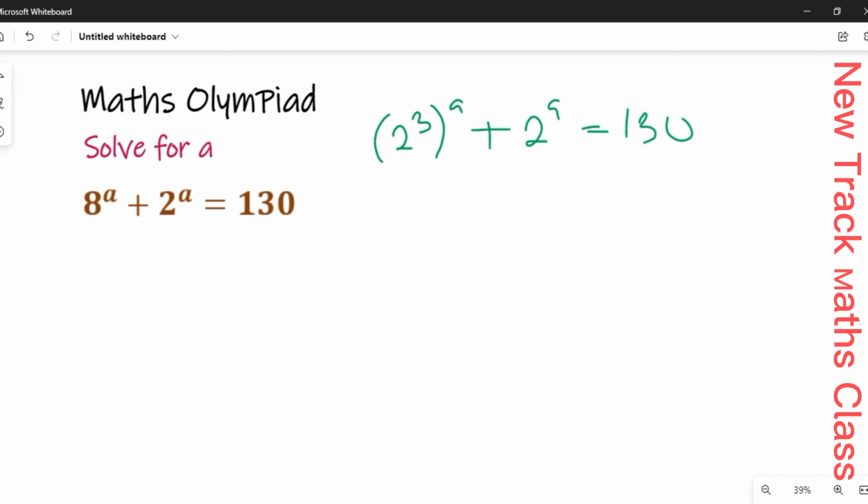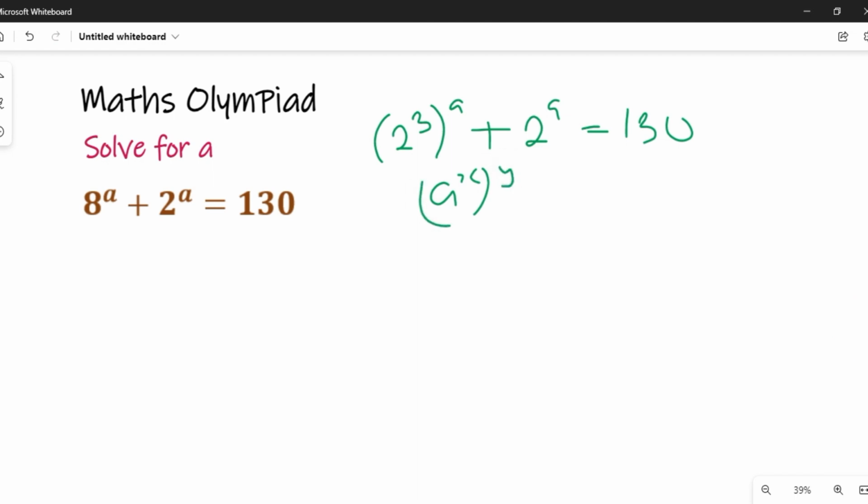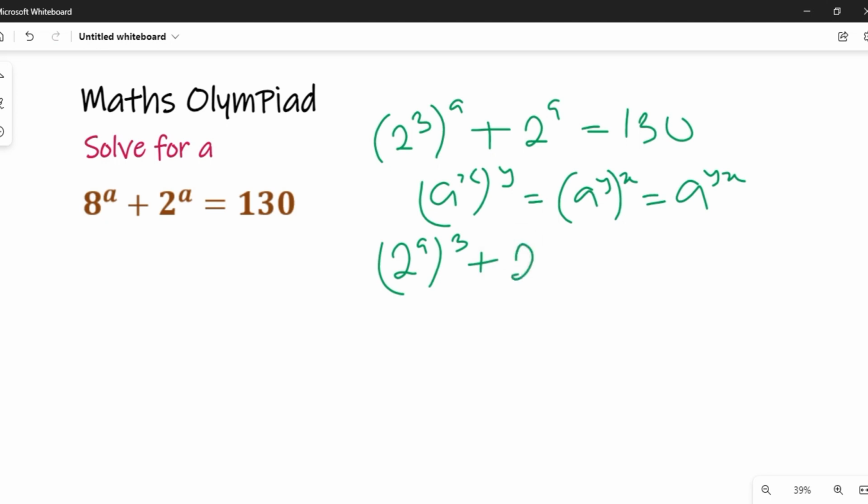Now recall that in indices, if we have a raised to power x into bracket y, it can still be equal to a raised to power y into bracket x, and it can still be equal to a raised to power yx. So if we apply that over there, we're going to have 2 raised to power a into bracket 3, plus 2 raised to power a, equal to 130.